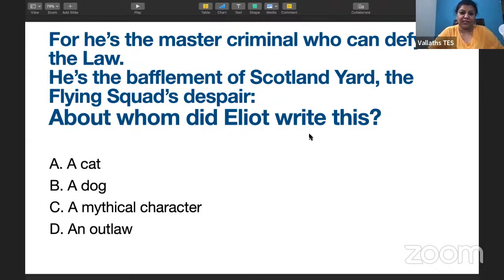For he is the master criminal who can defy the law. He is the bafflement of Scotland Yard, the flying squad's despair.